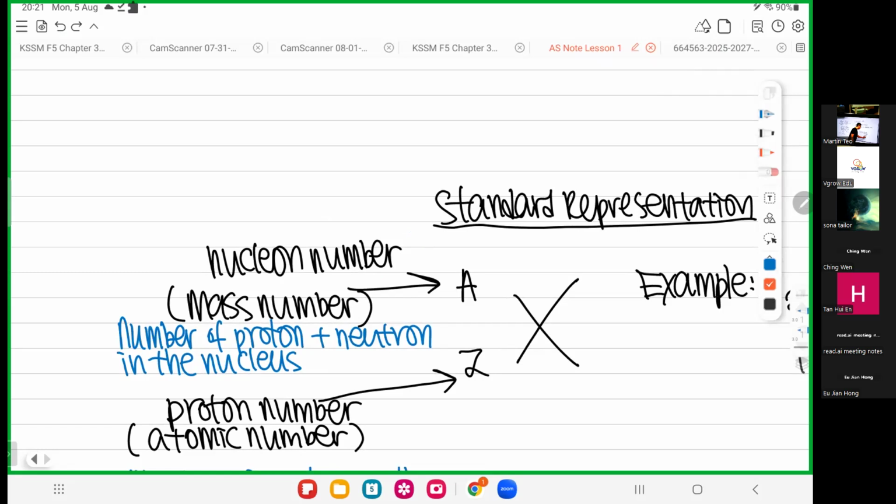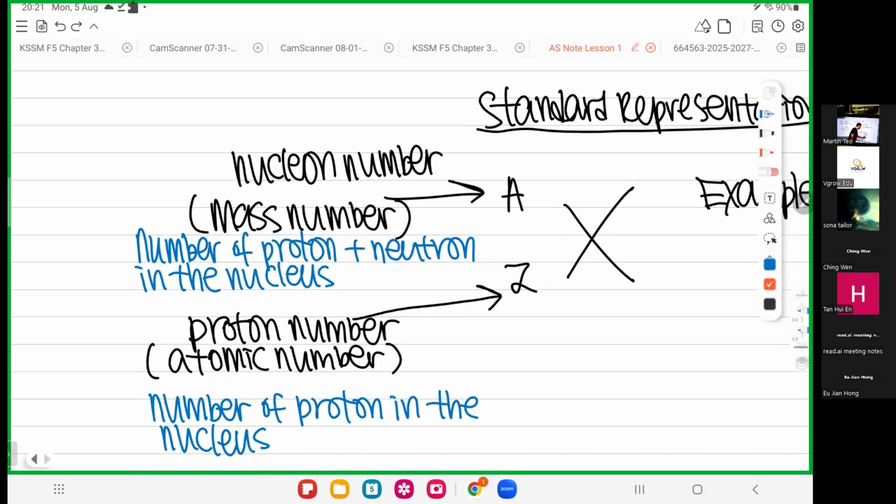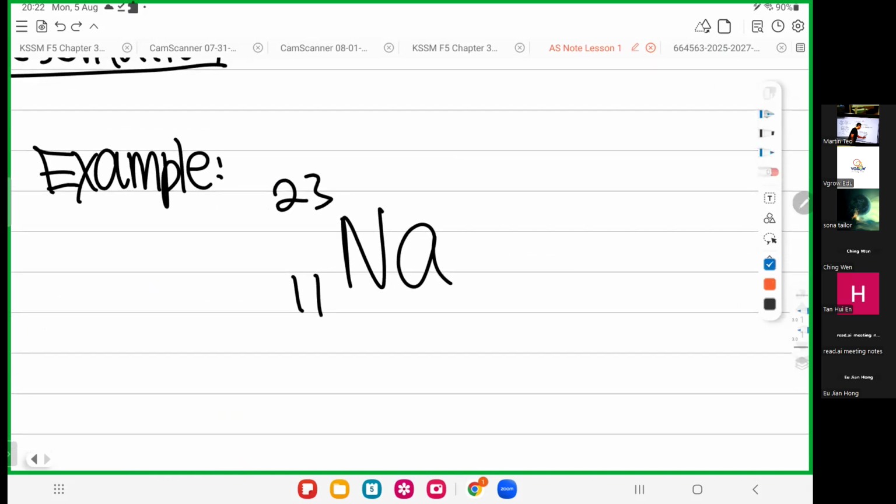And what does the proton number tell us? Proton number tells us the number of protons in the nucleus. How many protons we have inside the nucleus. All right. So now, what is the nucleon number? The number of protons and neutrons in the nucleus. Okay. So make sure everyone knows what the nucleon number represents and what the proton number represents. For example, you can see this is an example of standard representation. So this fella is sodium. It has 11 protons. The total number of protons and neutrons added together is 23.